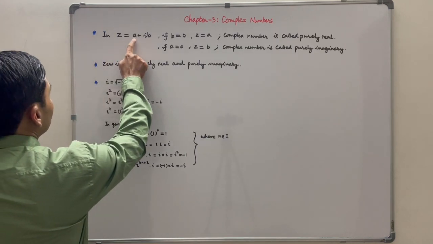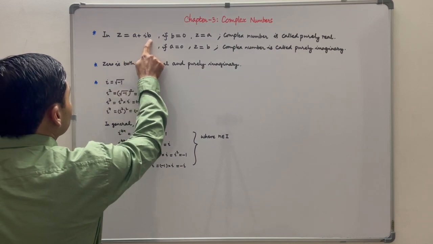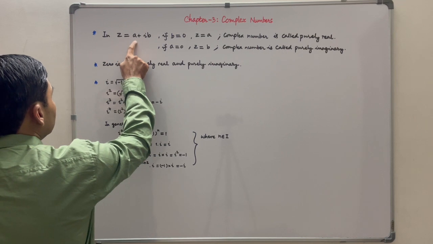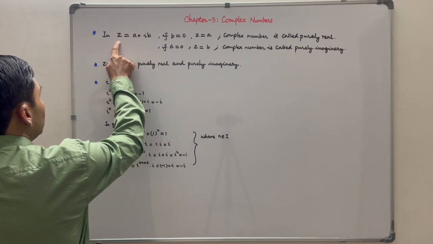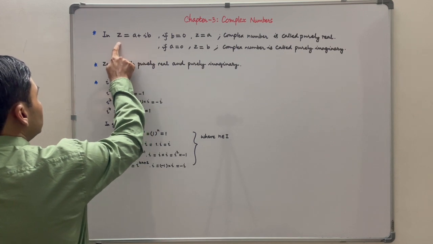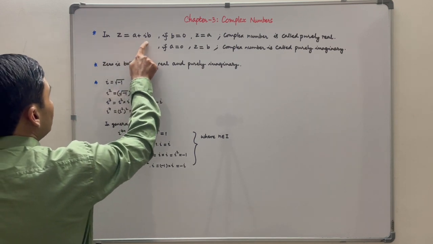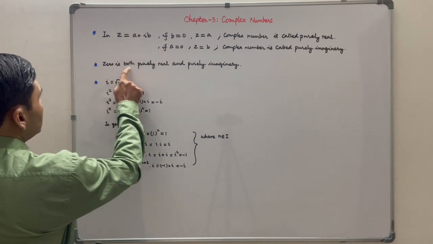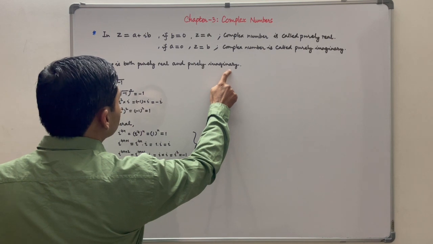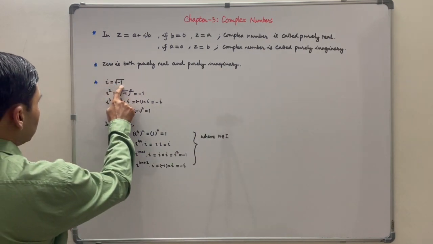In z is equal to a plus ib, this is the real part and this is the imaginary part. So if b is equal to 0, z is equal to a, so the complex number z will be called purely real. And if a is equal to 0, z is equal to ib, so the complex number z will be called purely imaginary. 0 is both purely real and purely imaginary, but not imaginary or complex number. i is equal to under root minus 1.